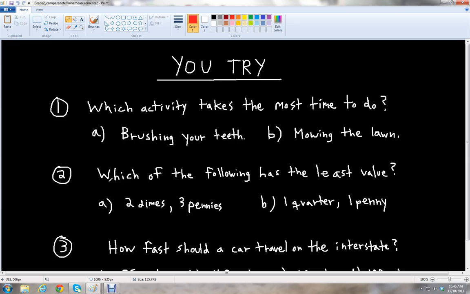In the second problem, they ask which of the following has the least value. So the least coin value. So A, we have 2 dimes and 3 pennies. And then B, we have 1 quarter and 1 penny. So which of the following has the least value?